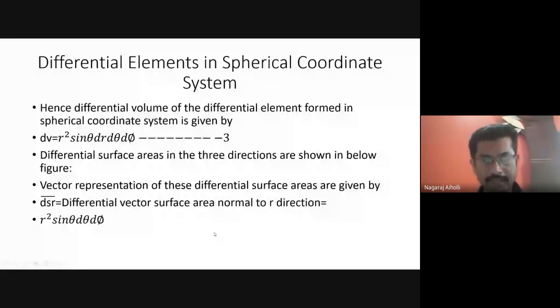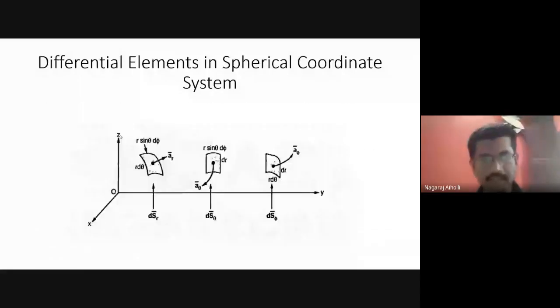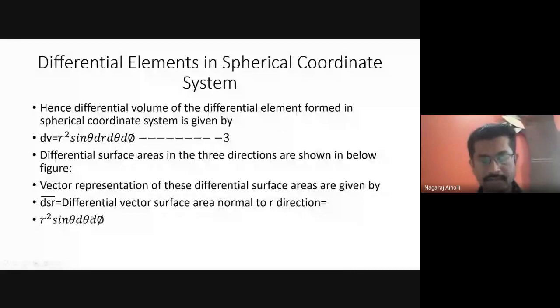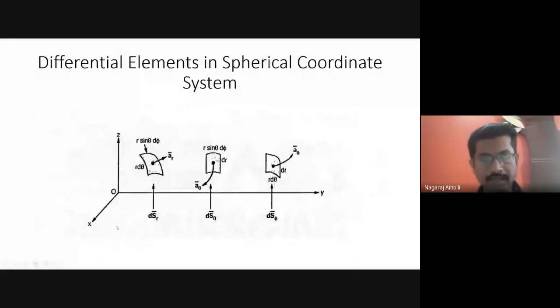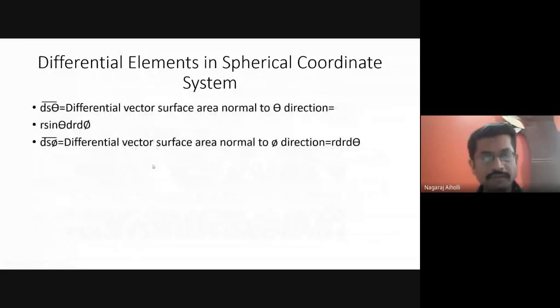Then later on we explained the differential vector surface areas, that is ds r bar. We got it as the product of r d theta into r sine theta d phi. It is this into this, that is r square sine theta d theta d phi, for the ds r bar, normal to r direction. Then for the normal to theta direction, it is r sine theta dr d phi. Then similarly for the normal to phi direction, it is just r dr d theta.